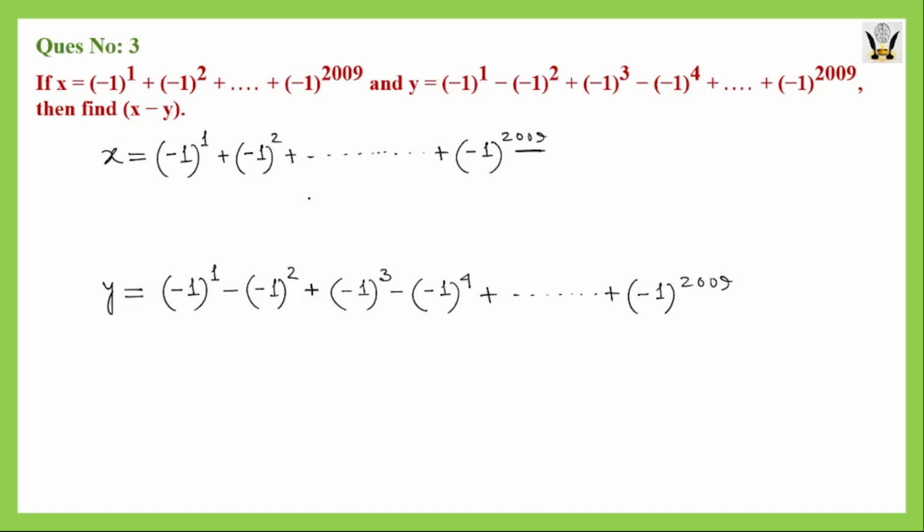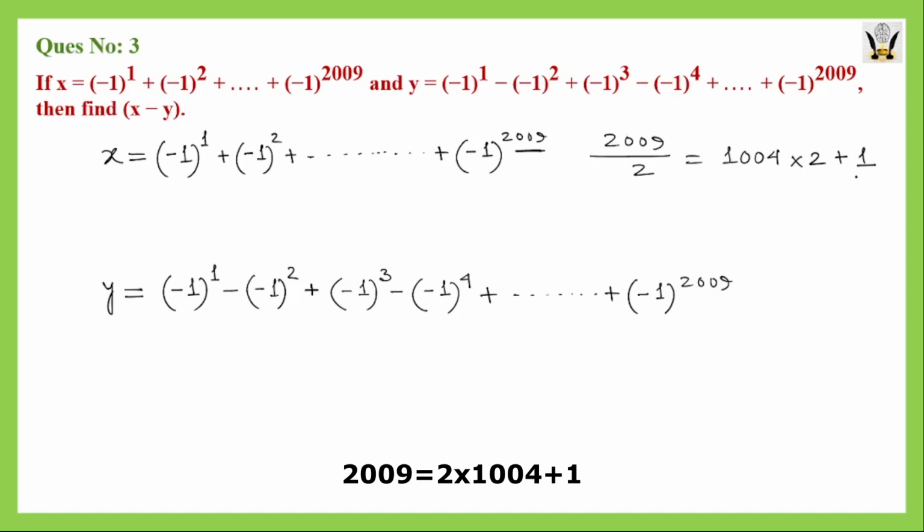Now in this series what we can see is that at every odd position we have the power odd, and at every even position the power of -1 is also even. And since the total number of terms is odd, if we divide into two parts, it will finally be 104 multiplied by 2 and then plus 1. So there will be an odd number of terms whose power is odd, and there will be an even number of terms whose power will be even.